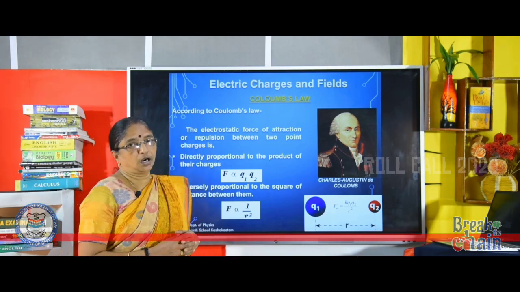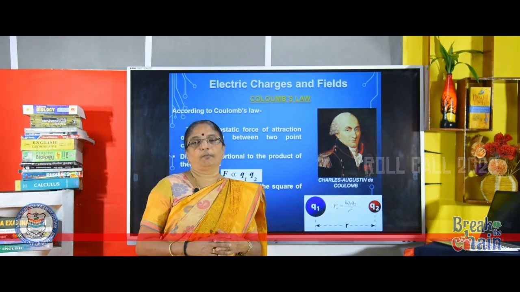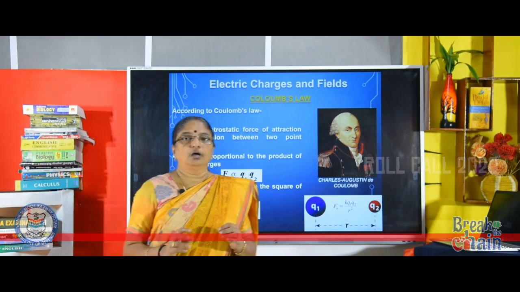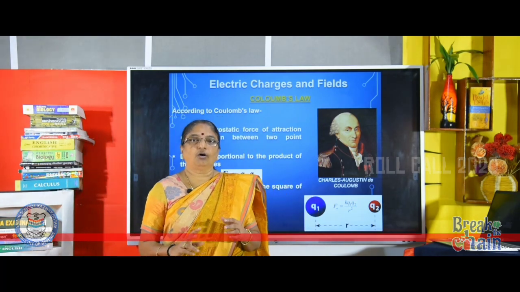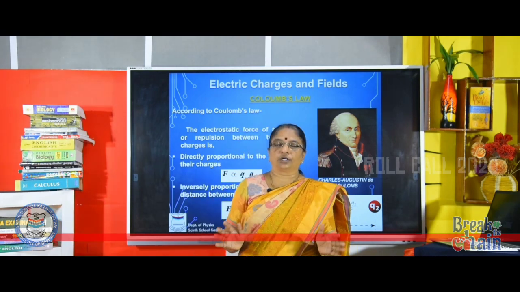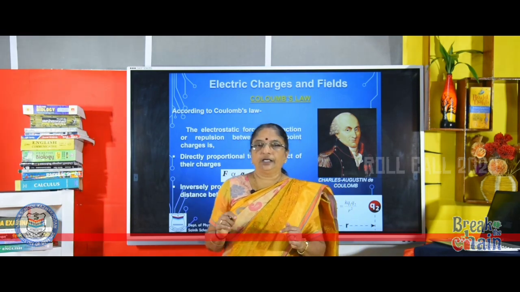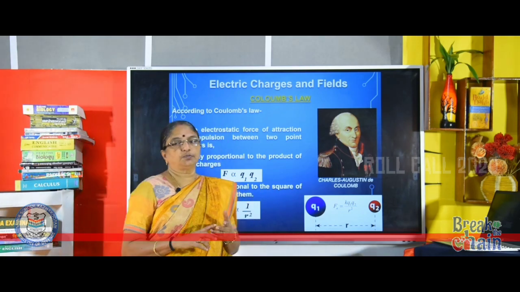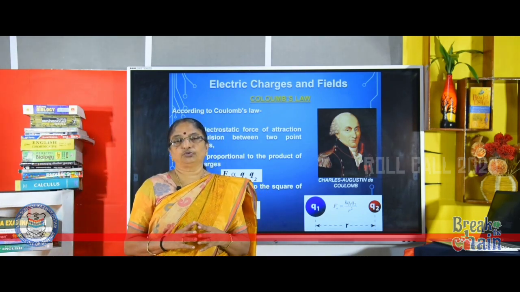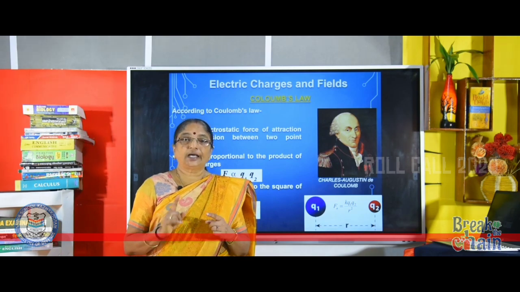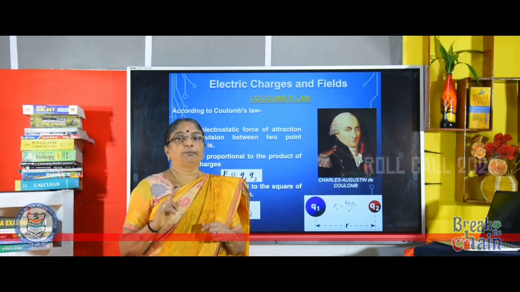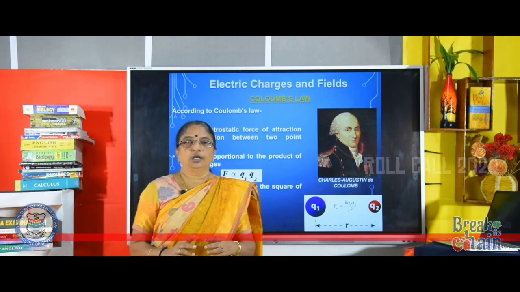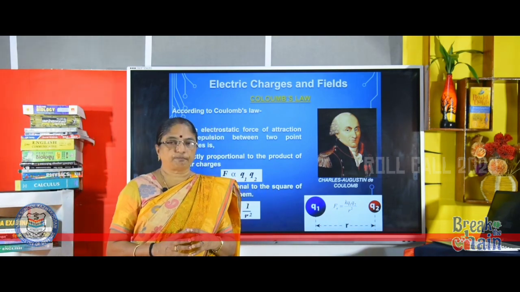Full name is Charles Augustin de Coulomb. And he formulated an equation for force of attraction or repulsion between any two charges. He found that the force between any two charges is directly proportional to the product of the charges and inversely proportional to the square of the distance between them.